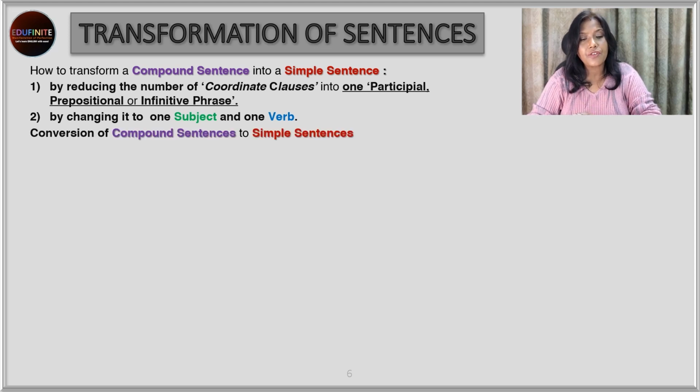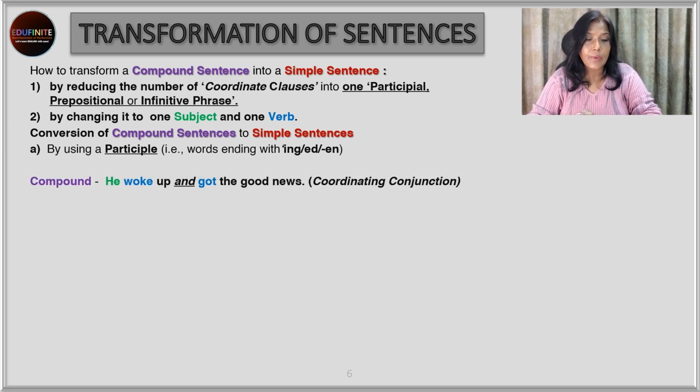Now, conversion of compound sentences to simple sentences by using a participle, that is words ending with ing, ed or en. Now, the compound sentence, he woke up and got the good news. That means he got the good news. So, it's joined by the coordinating conjunction and. Now, let's see how we turn it into a simple sentence.